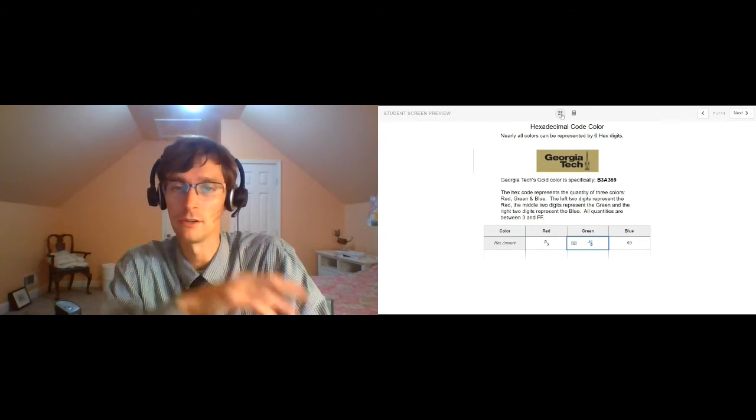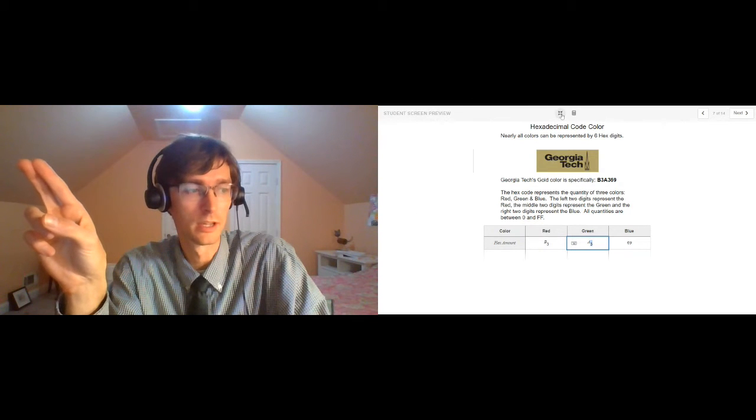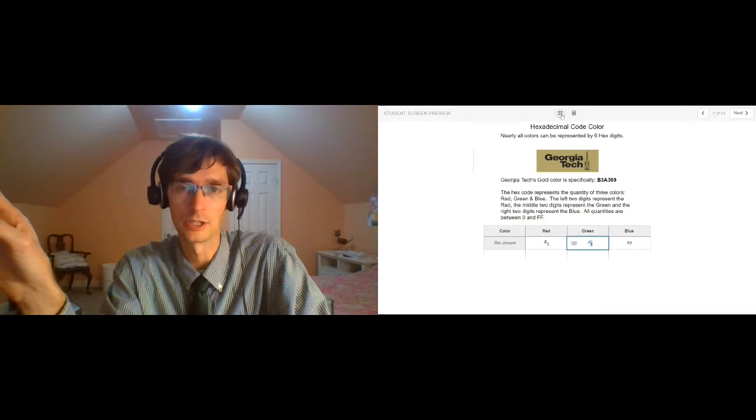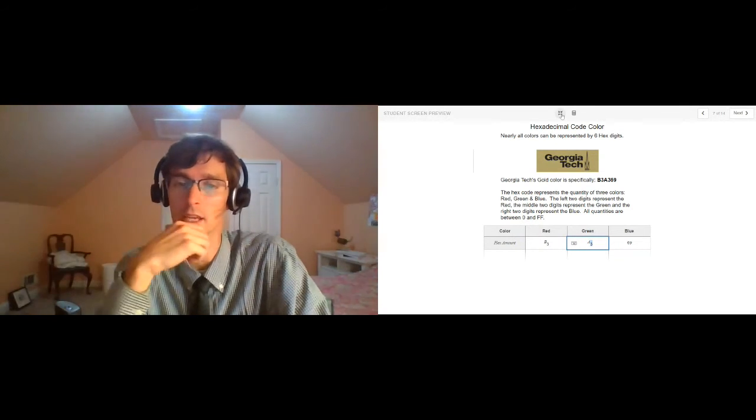So I'm just asking you to take the leftmost digits, B3, that's my red quantity. A3, the middle two digits, that is my green quantity, and the rightmost digits, the 6-9, is my blue quantity. So write those three separately, red, green and blue.